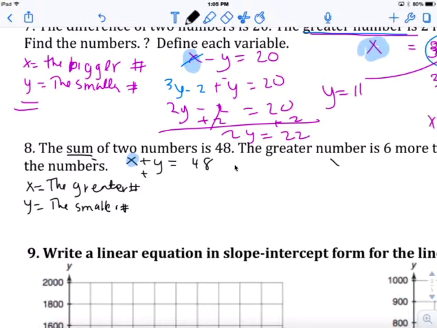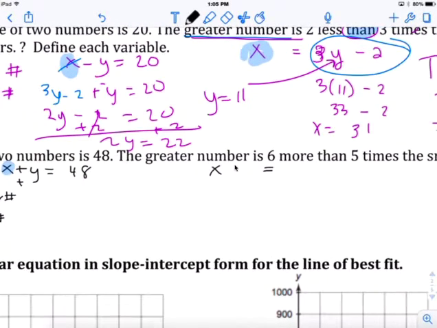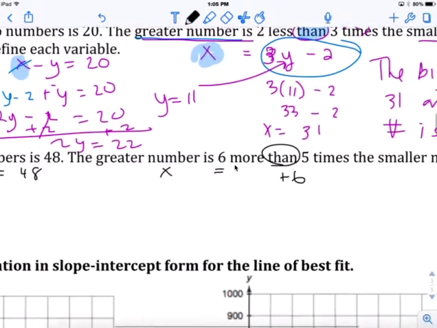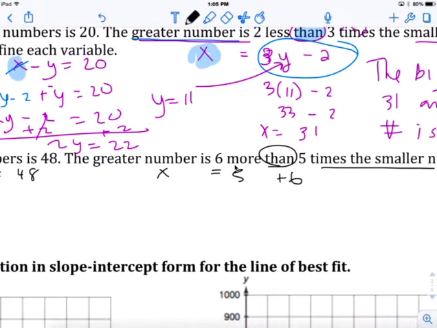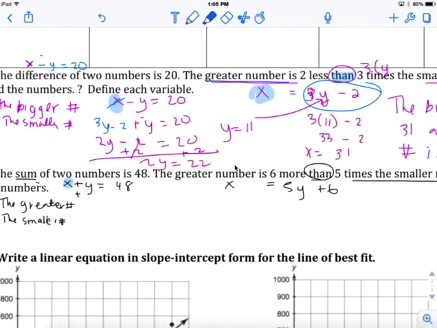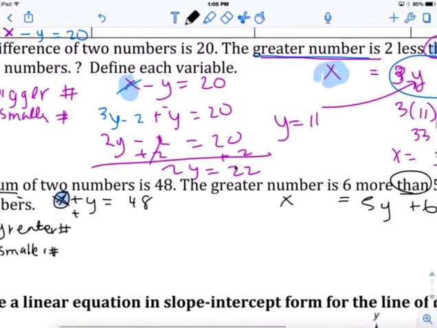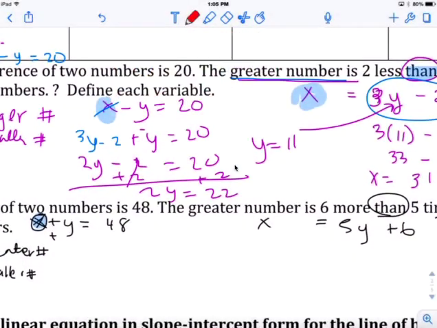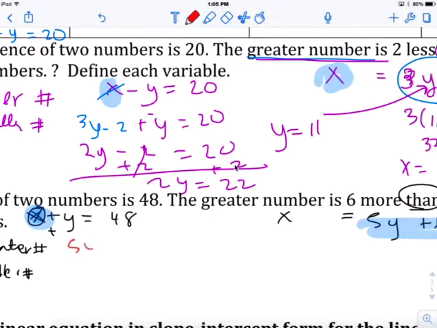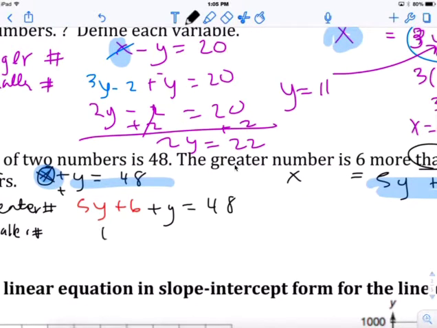The greater number is x equals 6 more than, that's a plus 6, 5 times the smaller number, 5y. So in place of x, right here, you substitute this in place of this x. So 5y plus 6, and then you copy everything else. Plus y equals 48. 6y plus 6 equals 48 minus 6.